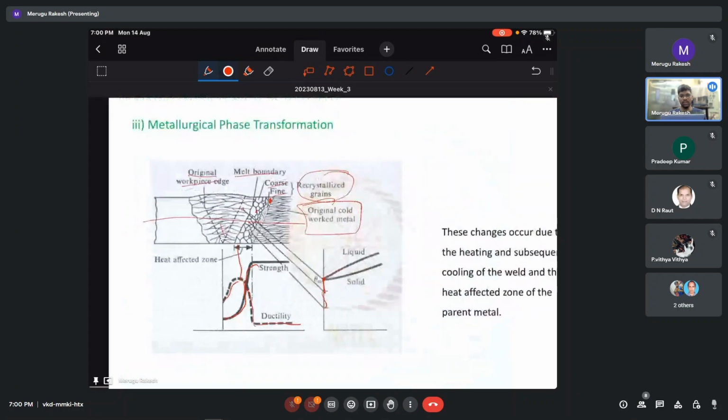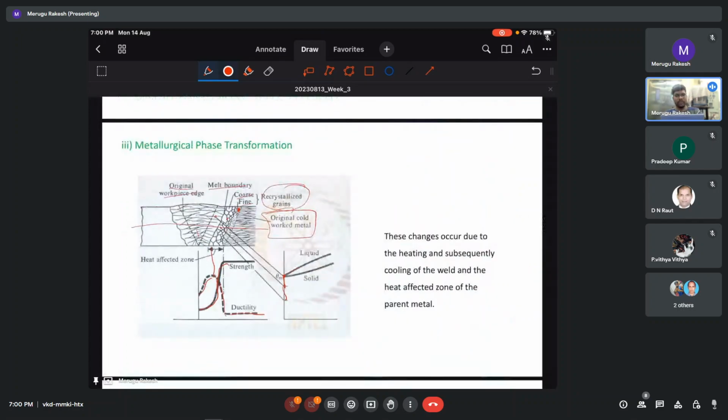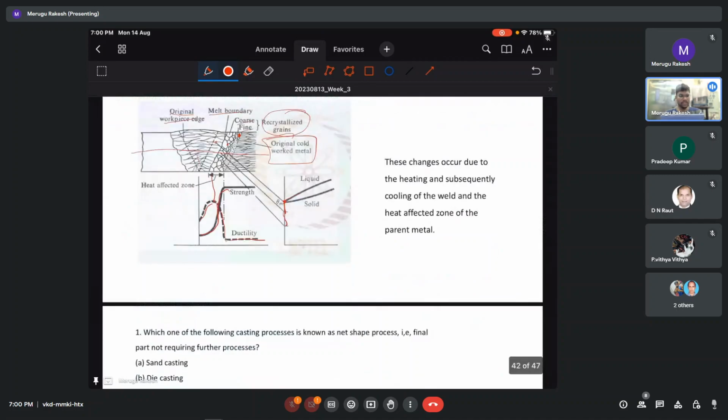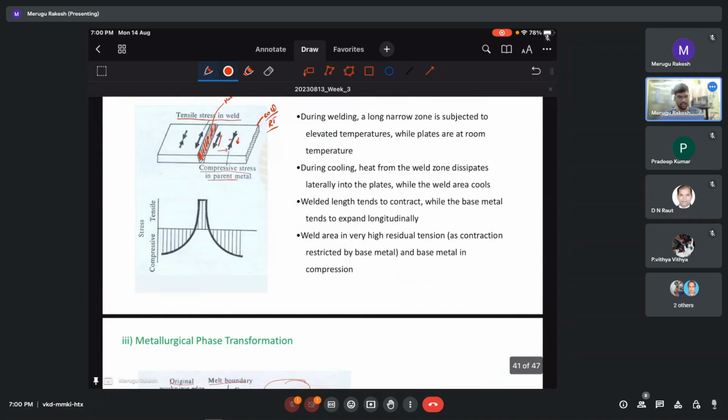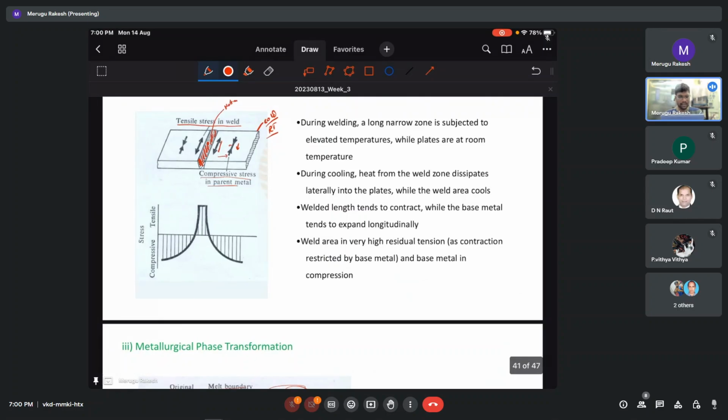So that is all about the metallurgical phase transformation, and then we'll move to the questions. It is already 7, so we'll wait for some 5 minutes, take a break, and come back. We'll start the problem session.